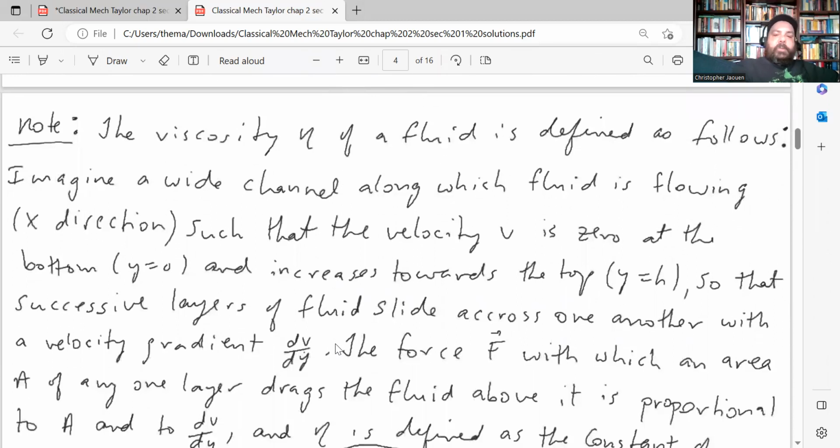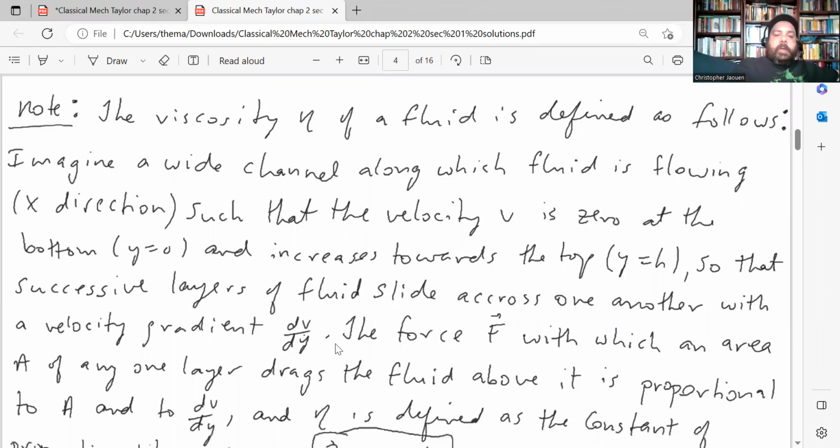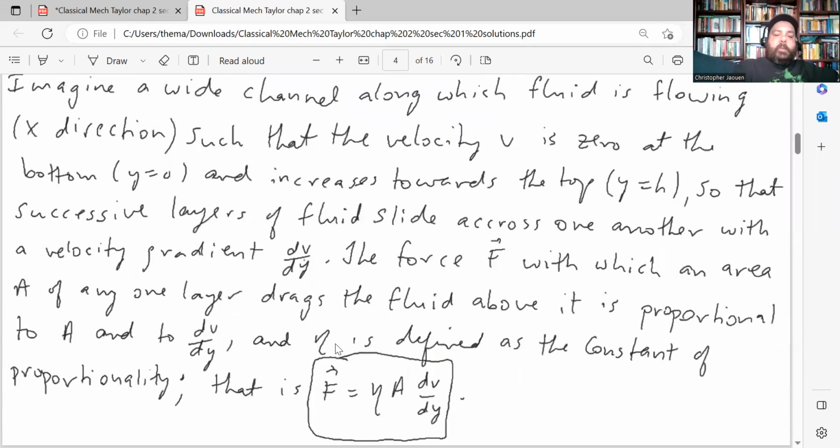Right, and then he actually has a note to this problem here. The viscosity eta of a fluid is defined as follows. Imagine a wide channel along which fluid is flowing in the x direction, such that the velocity v is 0 at the bottom, y equals 0, and increases toward the top, y equals h, so that the successive layers of fluid slide across one another with a velocity gradient of dv/dy. The force F with which an area A of any one layer drags the fluid above it is proportional to A and to dv/dy, and eta is defined as the constant of proportionality. So in other words, F is eta times A times dv/dy. So that gives you the definition of this term eta.